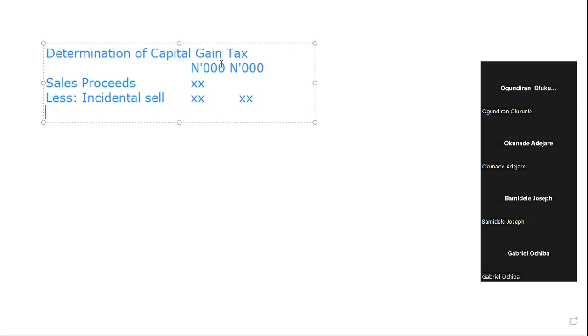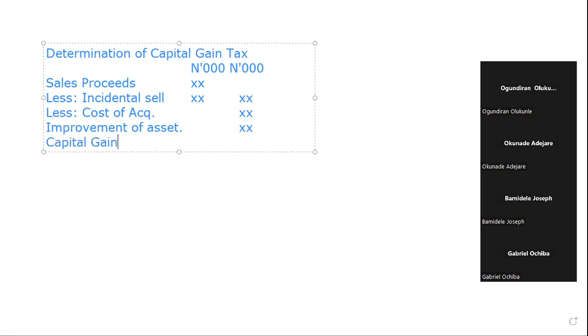Then you have less cost of acquisition, or acquisition cost as you would want to call it, then any cost of improvement of the assets, or any cost incurred on the asset. So the two costs will be deducted, and then you have your capital gain. When you deduct it, you have your capital gain, right? Then you have capital gain tax at 10%. Any question, please?